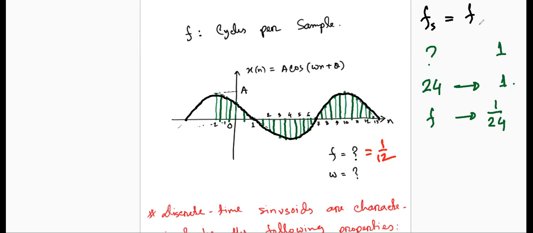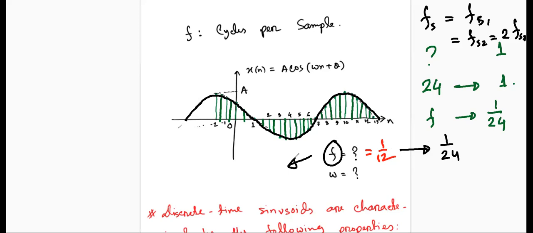Previously it was FS1, the sampling frequency, let's say, and now it is moved to FS2, where FS2 is twice FS1, isn't it? So you are changing the sampling frequency, and that will eventually change your discrete frequency from 1/12 to 1/24. It will change the frequency like that. Will F increase or decrease?